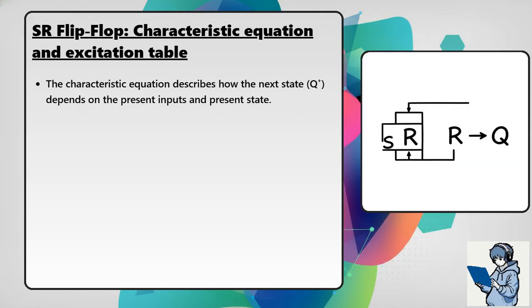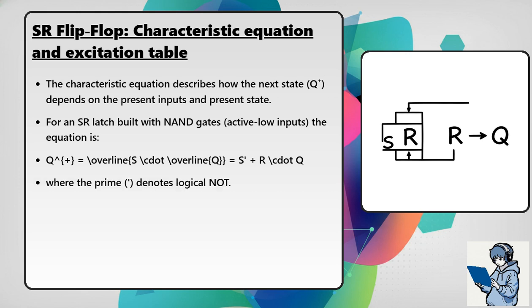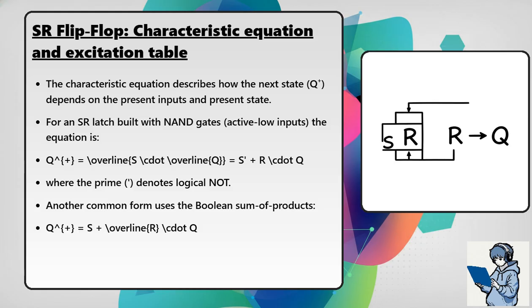The characteristic equation describes how the next state Q+ depends on the present inputs and present state. For an SR latch built with NAND gates, with active low inputs, the equation is Q+ = not(S and not Q) = S' + R and Q, where the prime, pronounced 'not', denotes logical not. Another common form uses the Boolean sum of products: Q+ = S + not R and Q.